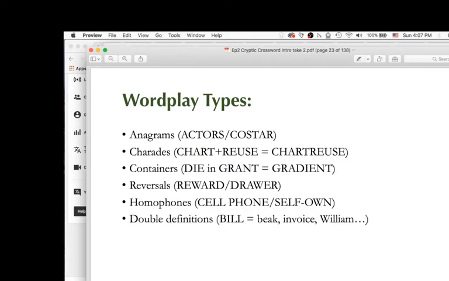Double definitions are often common. Many words in the English language have more than one definition. So, for example, the word bill can mean a bird's beak. It can mean an invoice that you send to someone. It can be a nickname for William, and I'm sure there are others that I didn't even think of.